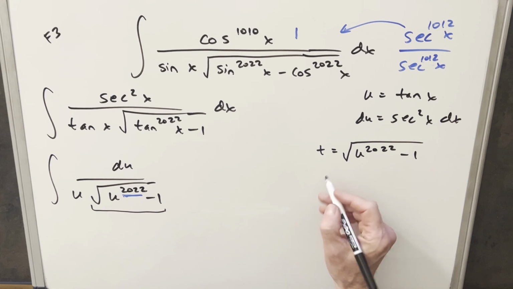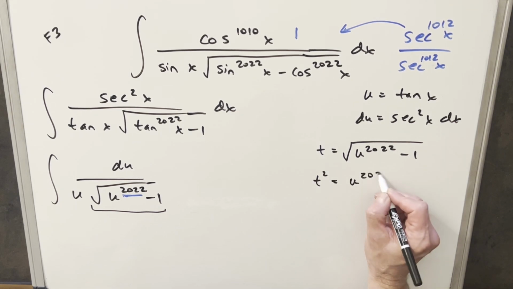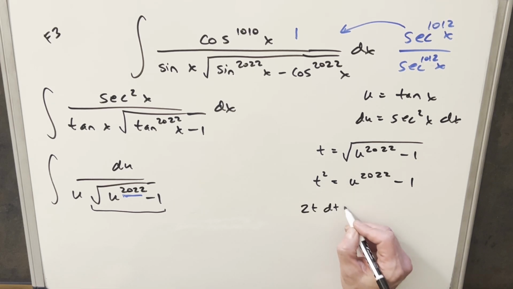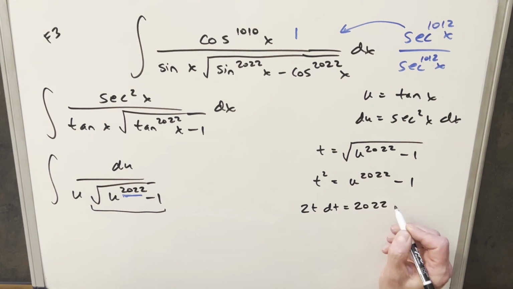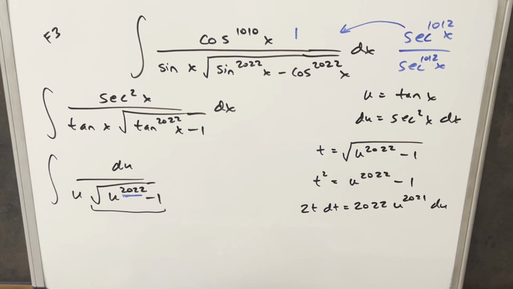Then before we get a derivative, let's square both sides. So we'll get t squared equal to u to the 2022 minus 1. I'll take my derivative. So the derivative of this is going to be 2t dt. Then we'll take a derivative here with power rule, and this is going to become 2022 u to the 2021 du. But I think what I'll do is solve for dt, so I can divide by 2t on both sides.